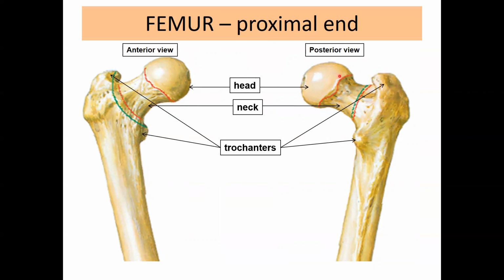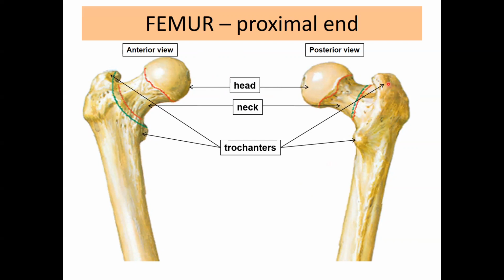Before we go into details about the trochanters, this is the head of the femur. You have to know this is the head of the femur, and this is the neck of the femur. The head, and this is the neck, and these are all the trochanters. This is called the greater trochanter, and this is the lesser trochanter. The greater and the lesser trochanter. You don't get confused with the femur and the humerus.